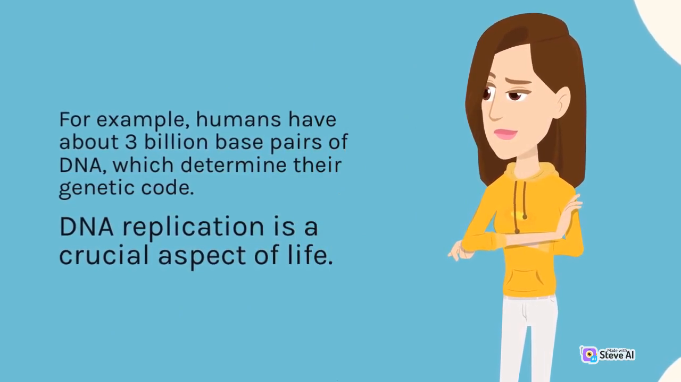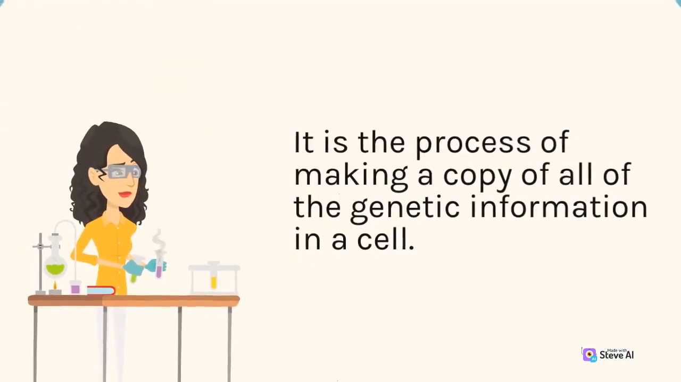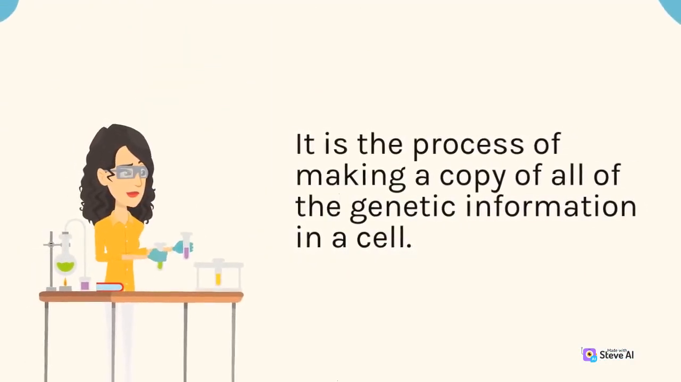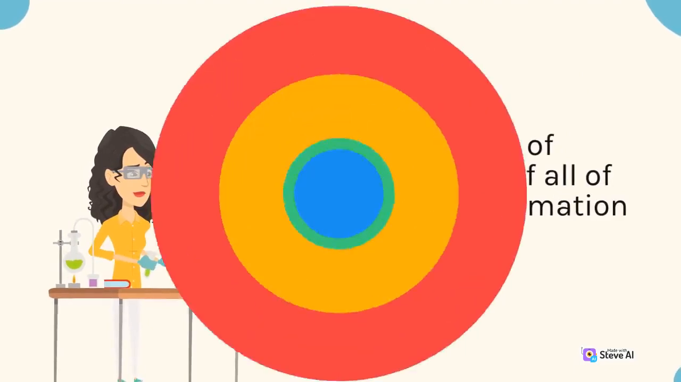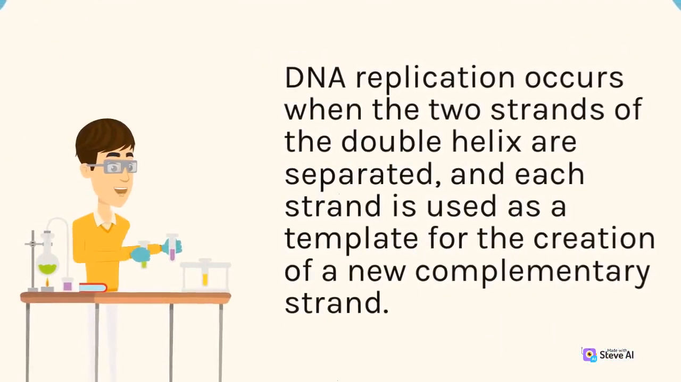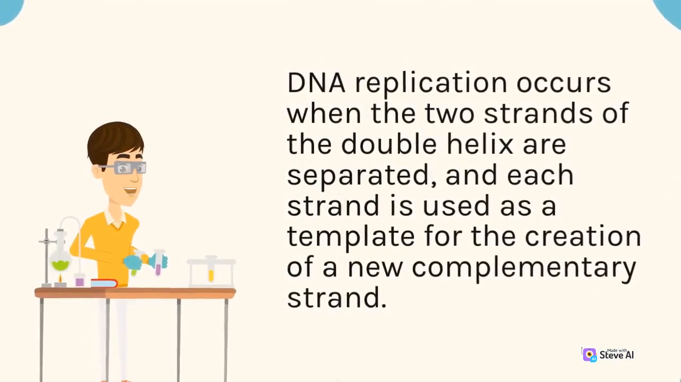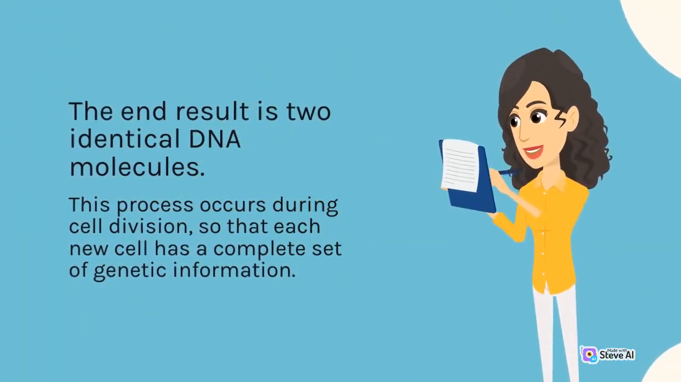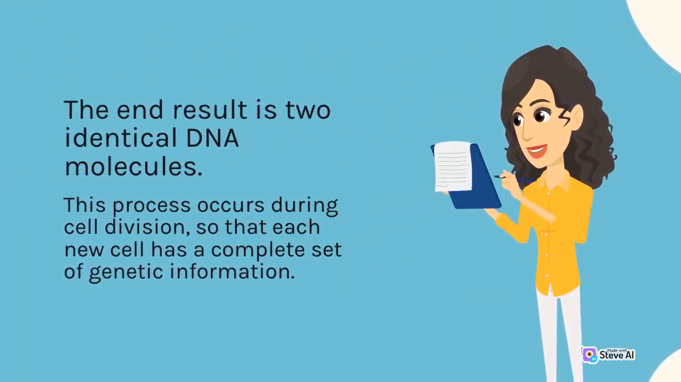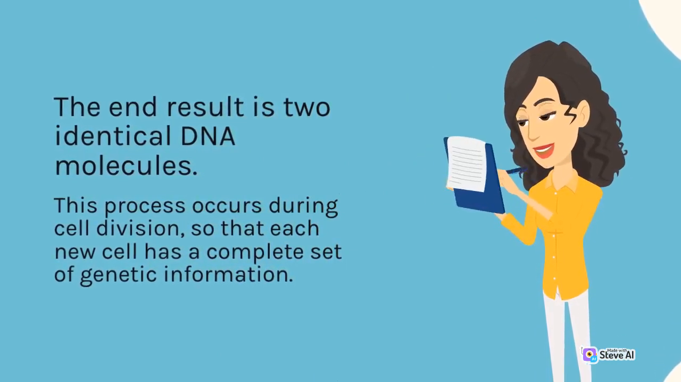DNA replication is a crucial aspect of life. It is the process of making a copy of all of the genetic information in a cell. DNA replication occurs when the two strands of the double helix are separated, and each strand is used as a template for the creation of a new complementary strand. The end result is two identical DNA molecules. This process occurs during cell division, so that each new cell has a complete set of genetic information.